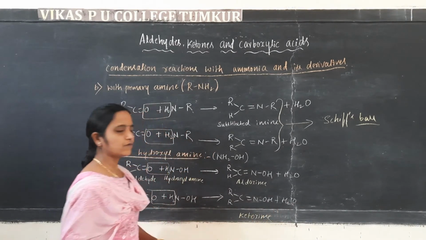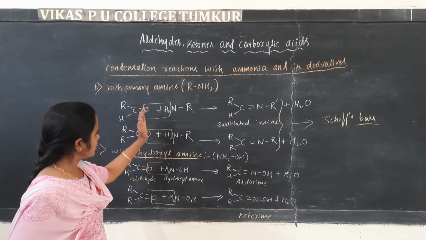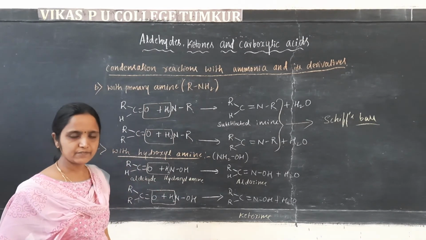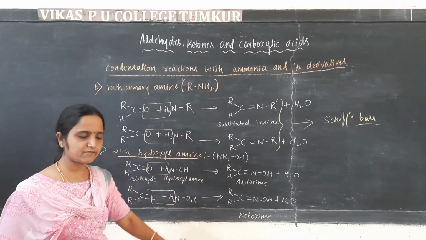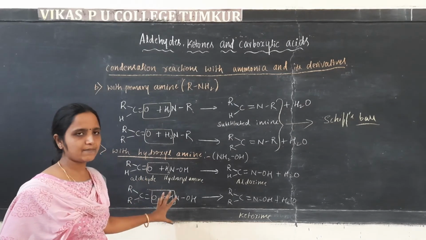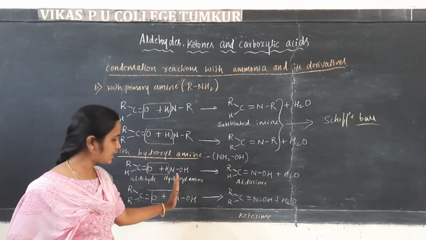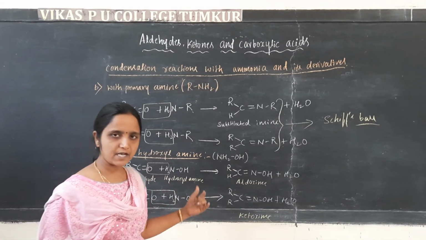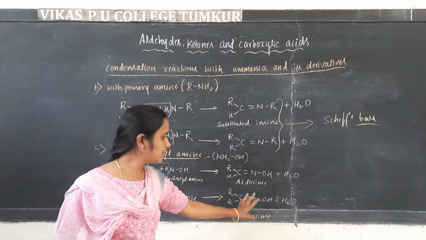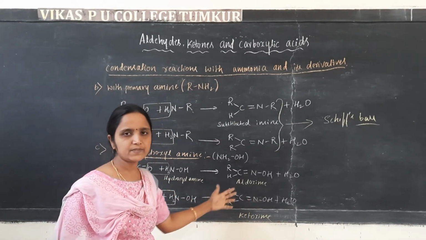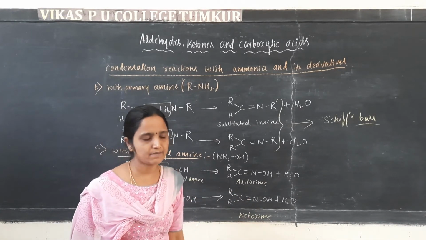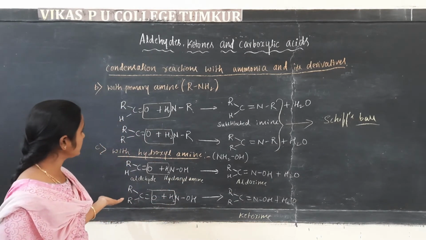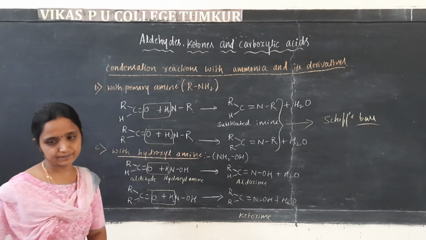Like this, with the primary amine we are going to get the substituted imines, also called Schiff bases. Then the aldehydes or ketones react with the hydroxylamine. If it reacts with the aldehyde, we get aldoxime. If it reacts with the ketone, it's going to form ketoxime. Next, the other substituted ammonia derivatives we are going to discuss.